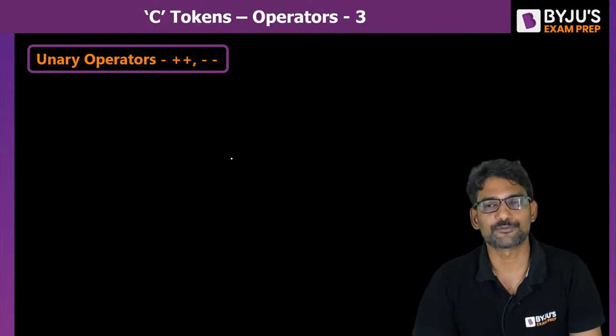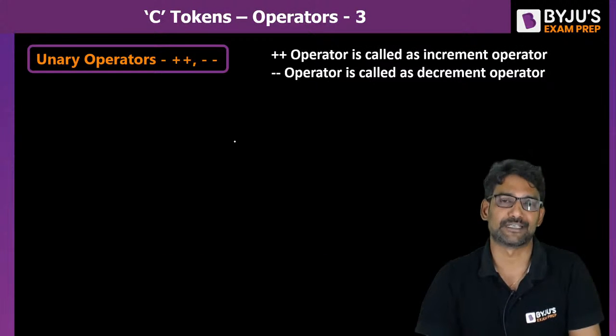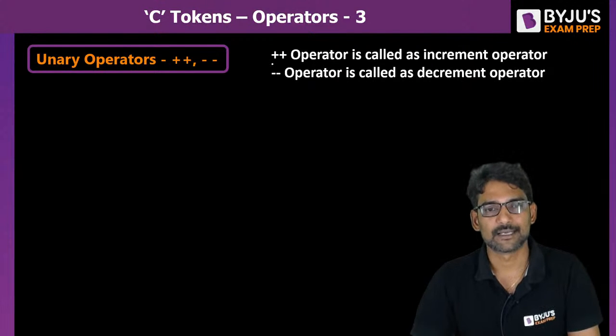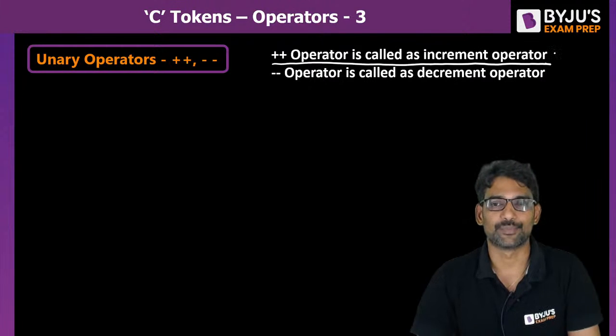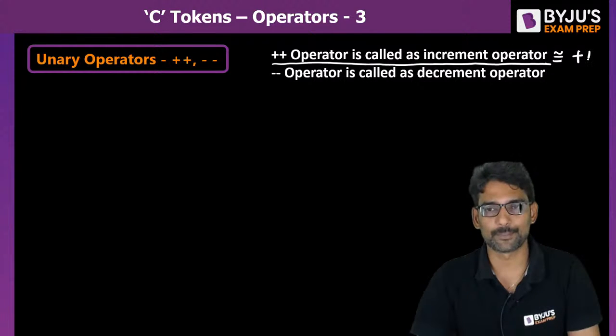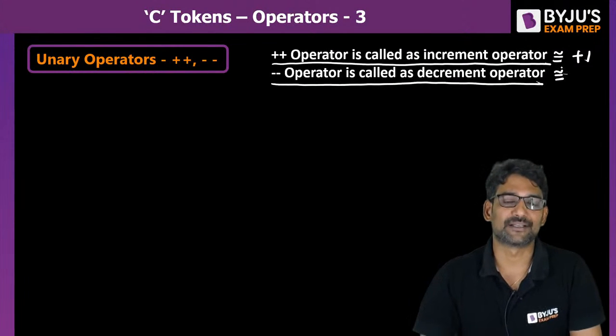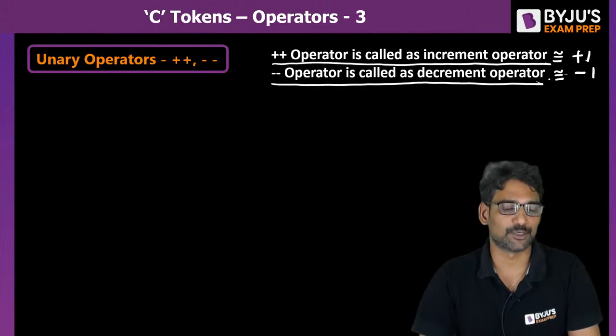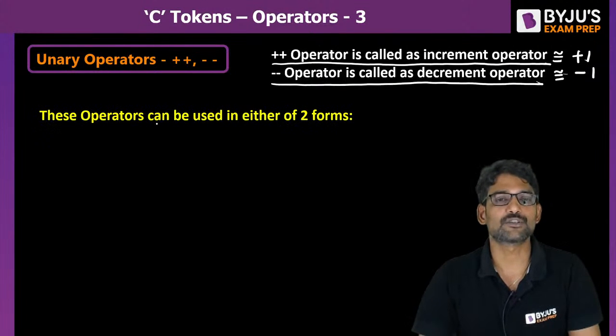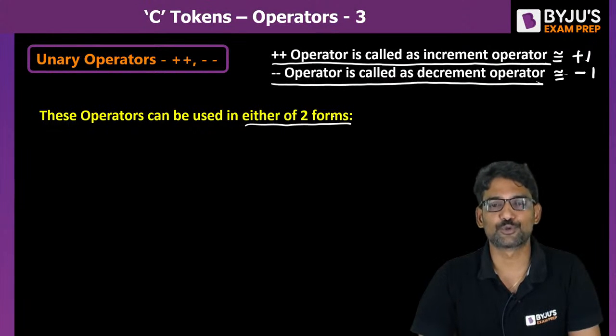Now, first of all, let us see unary operator plus plus minus minus. Plus plus operator is called increment operator because it is equivalent to plus 1. And minus minus operator is called decrement operator. Why? Because whenever you apply minus minus, it decrements the given value by 1. These operators can be used in either of two forms.